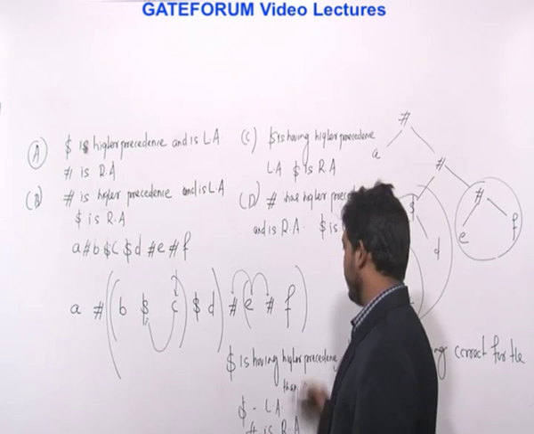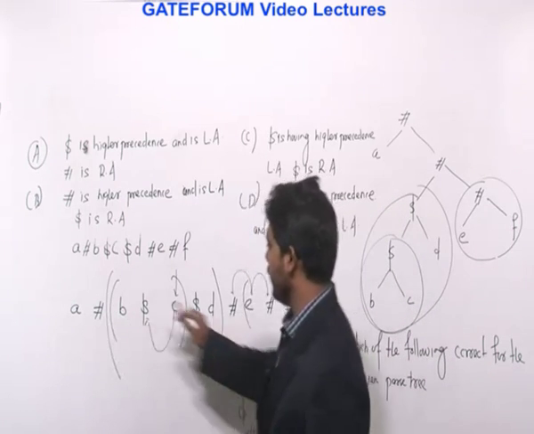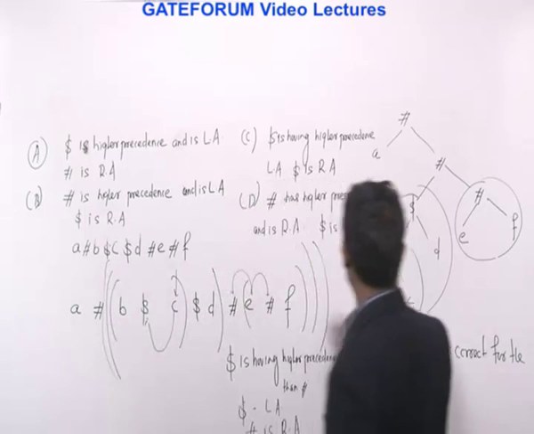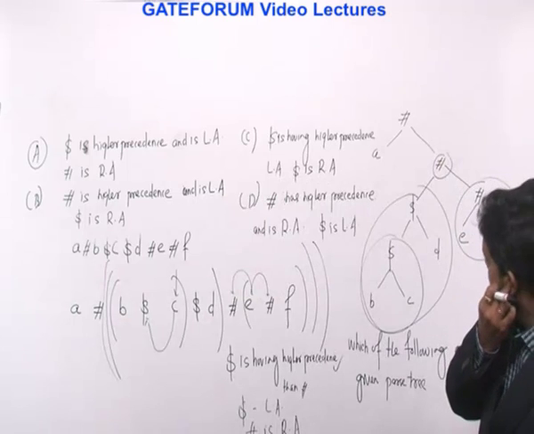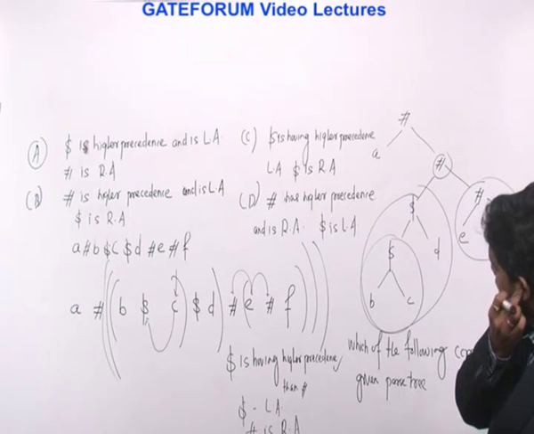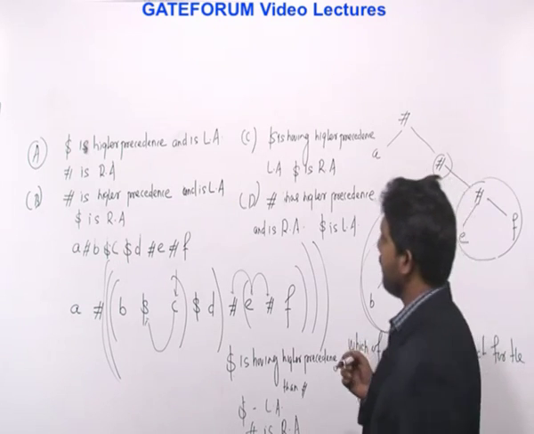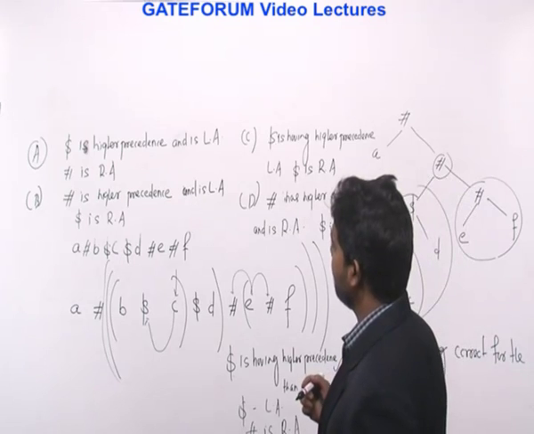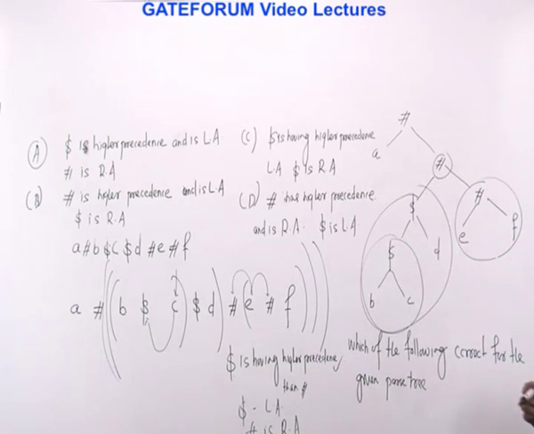Then, with an operator on both the left and right side, first this expression will be evaluated with hash, and finally A will be evaluated. So dollar is having higher precedence, left associative, and hash is right associative. Higher precedence, left associative.